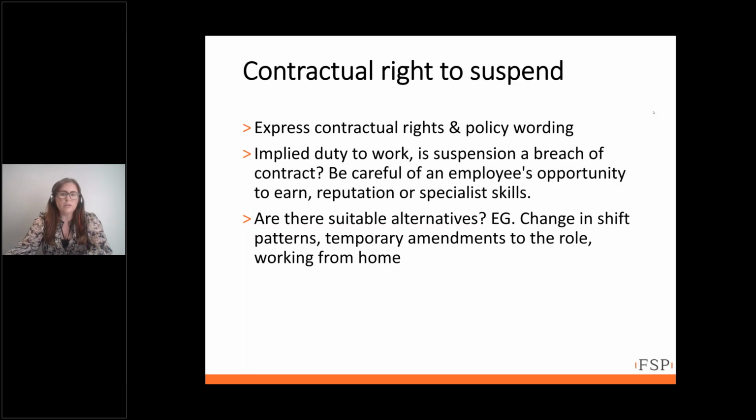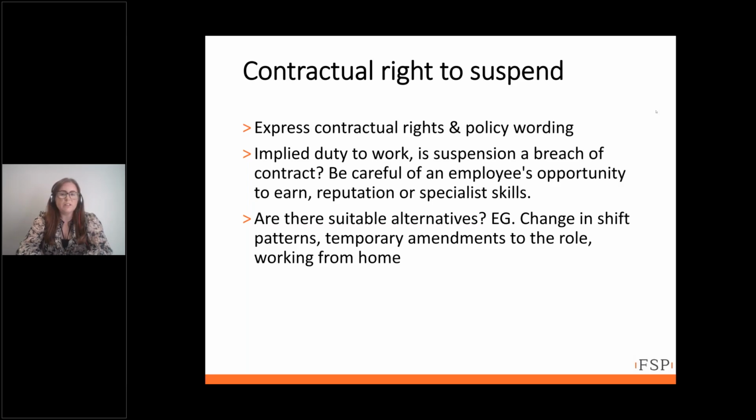If there is no express right or contractual right to suspend, then an employer will need to consider whether the nature of the employee's work gives rise to an implied right to work. If so, employers should be wary of suspending, as it could be seen as a breach of contract, and Annabel will consider the consequences of this later on in the webinar.